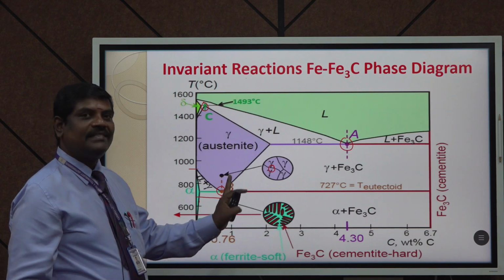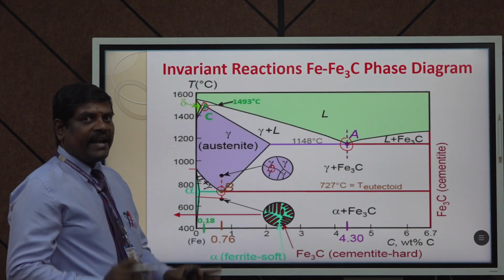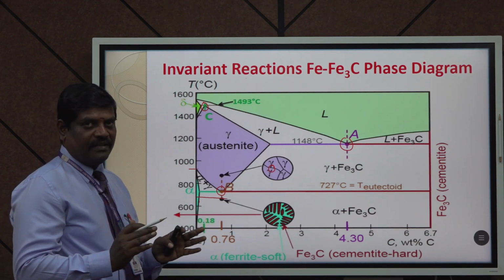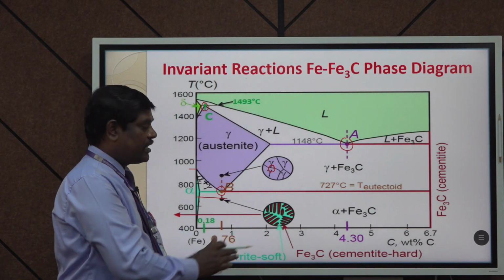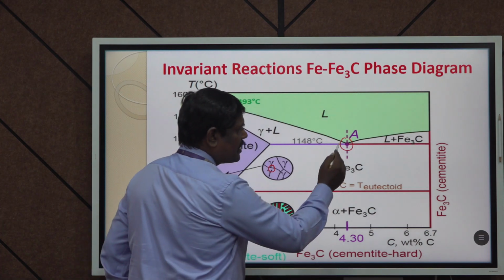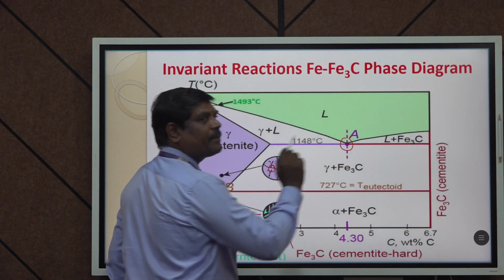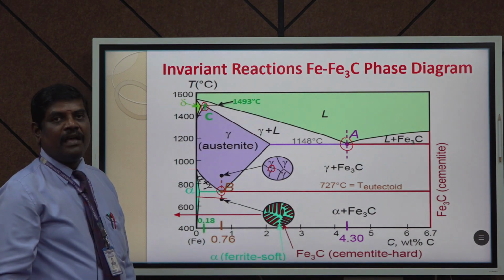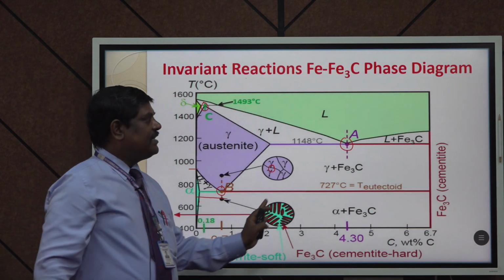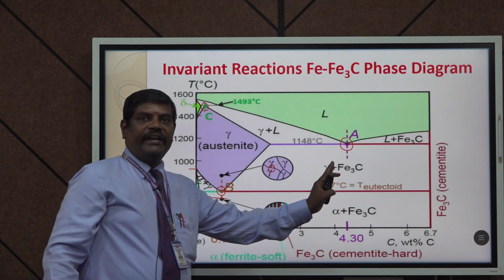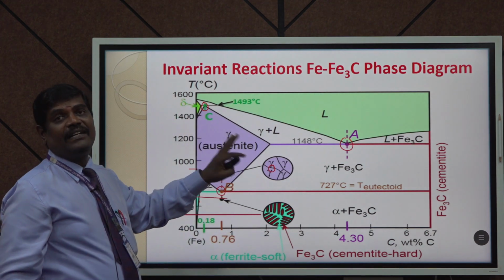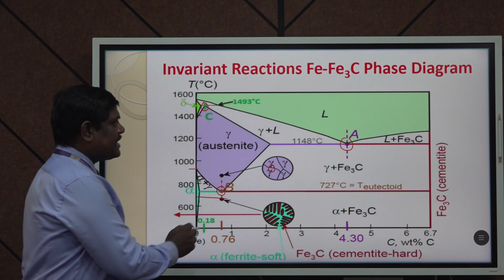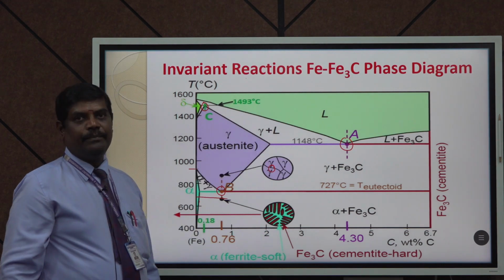Let us see what an invariant point is. An invariant point is a point that exists in the iron and iron carbon equilibrium diagram only for a particular composition and for a particular temperature. You cannot find a similar type of point at any other composition or at a different temperature. That is why it is called an invariant point.